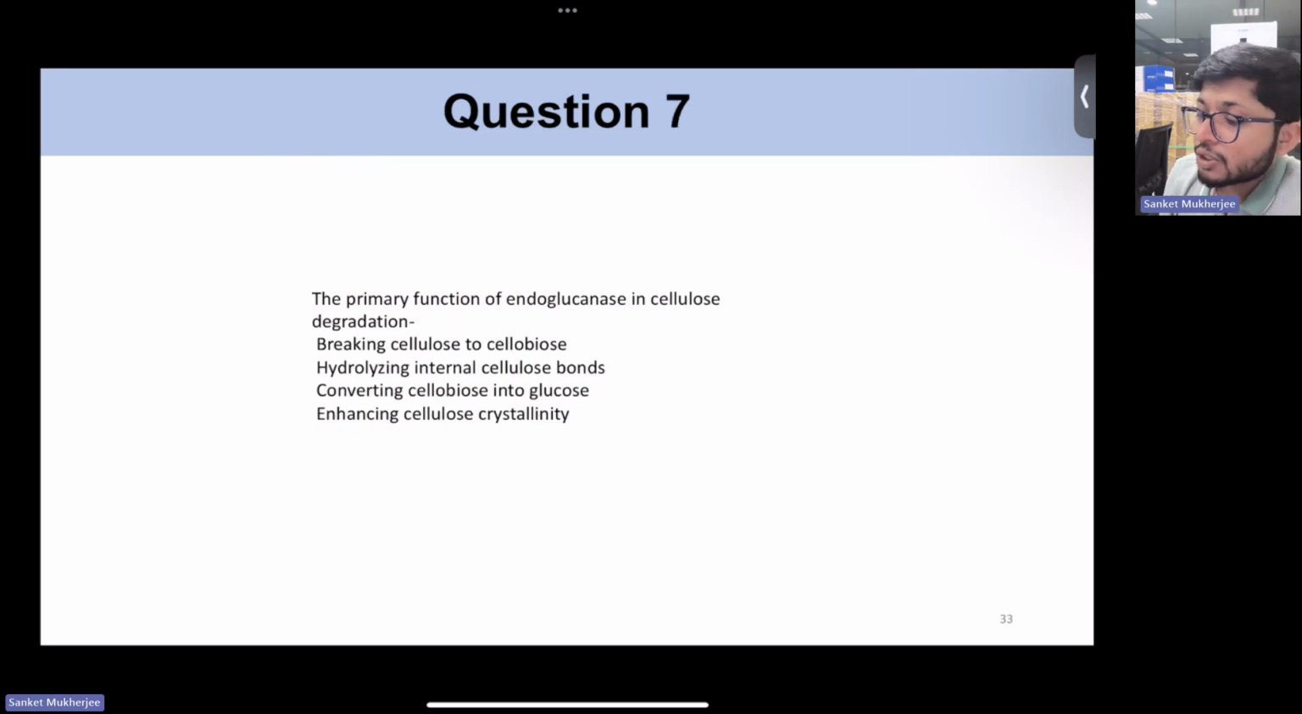The primary function of endoglucanase in cellulose degradation is breaking cellulose to cellobiose, hydrolyzing internal cellulose bonds, converting cellobiose into glucose, or enhancing cellulose crystallinity. It's actually to hydrolyze internal cellulose bonds, in specific the beta-1,4 glycosidic linkage.